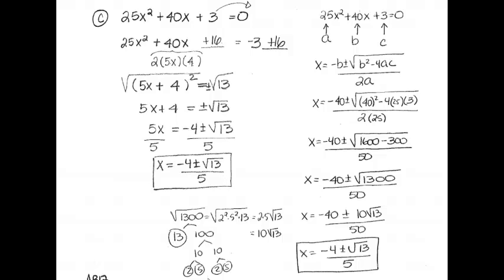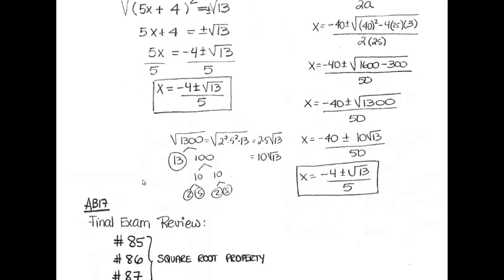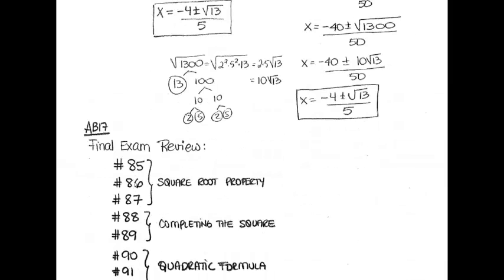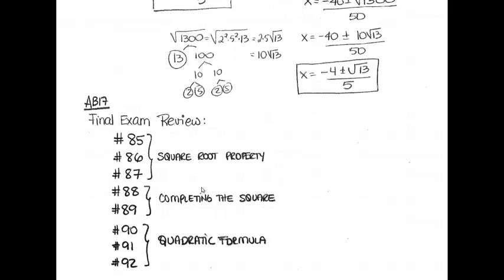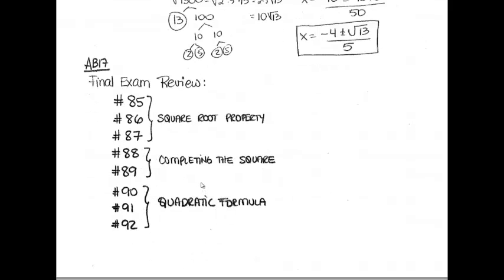So this concludes the course. I mean, this is the last lesson of the course, and basically now the assignment is to do these problems out of the final exam review. 3 problems you're going to use the square root property. The next 2 problems you're going to complete the square, and the last 3 you're going to use the quadratic formula. Thank you very much for your time, and have a great day.